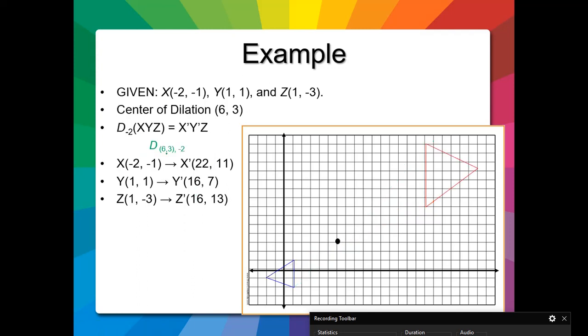There's my rule. Dilate about the center of 6, 3 with a scale factor of -2. So it should be twice as big, but the negative scale factor puts it on the other side of the center and it faces the other way. So the orientation is changed as well.